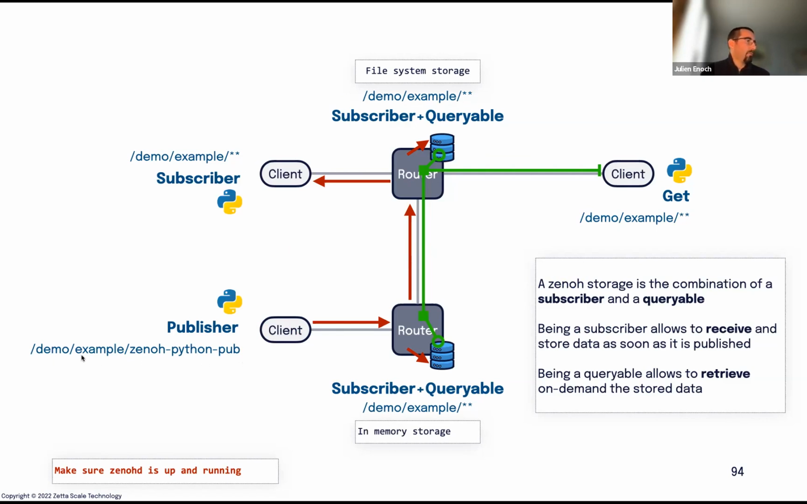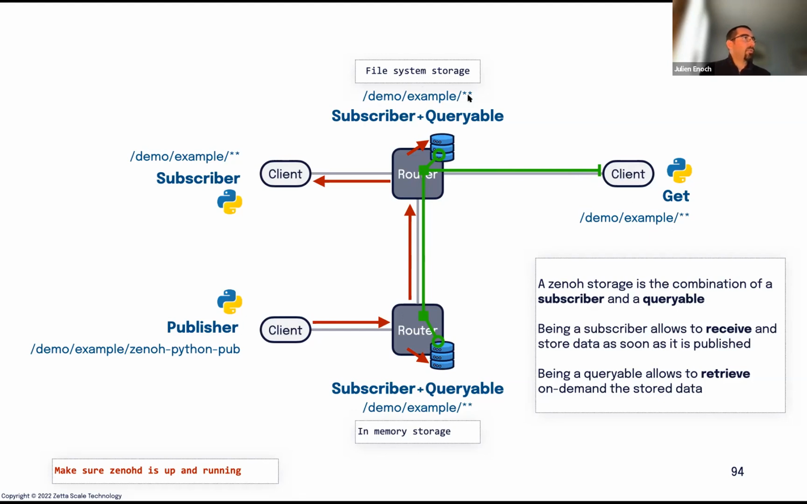So each time you have a publication on a path that is matching the storages and that is also matching a subscriber, the data will go to the first router, will be stored by the first storage, which is matching this key expression. It will go also to this one, which declares a subscriber that matches the publication, and it will go also to the subscriber that subscribes to this key expression. Later on, another client can, for instance, perform a get, so a query on /demo/example/*, and this query will go to the first router that will fetch the matching data from the storage, but also be forwarded to the second queryable here, which is the second storage, to fetch the data and reply back the data to the client.